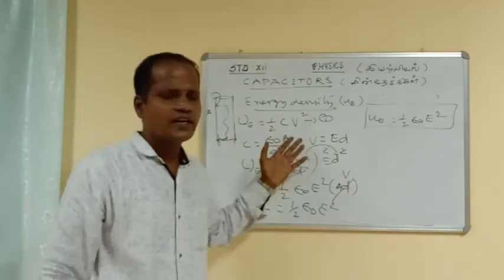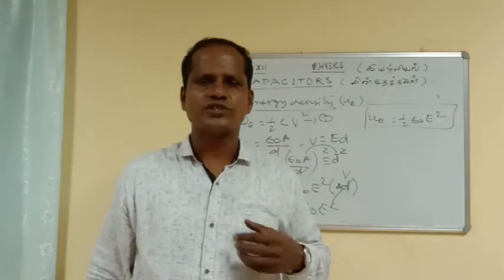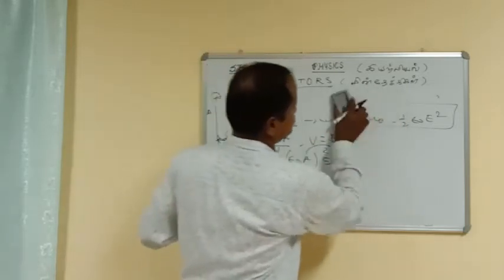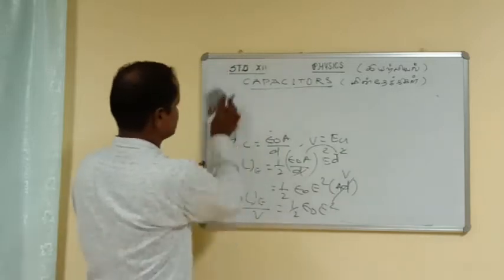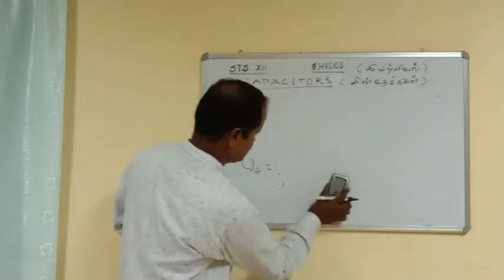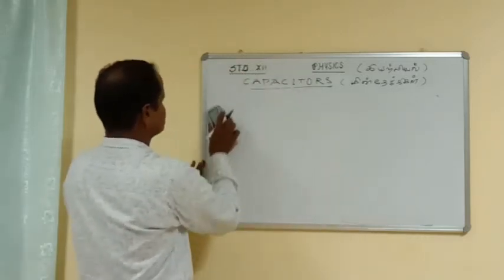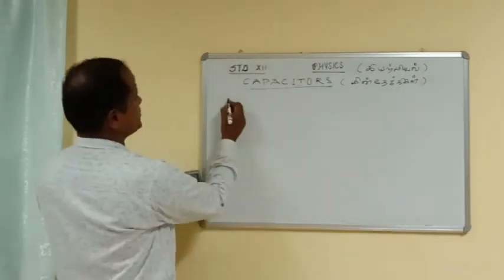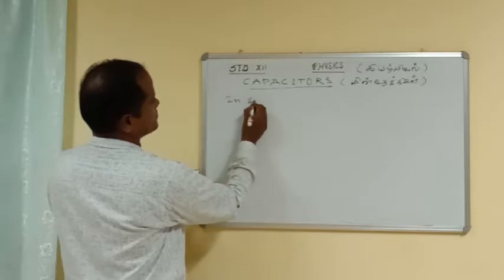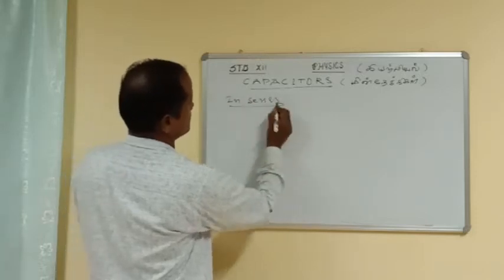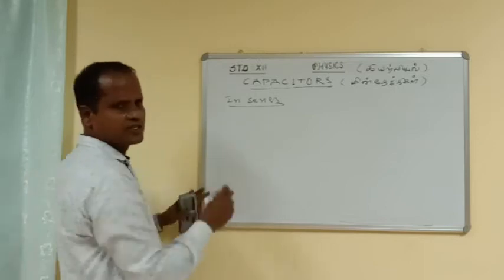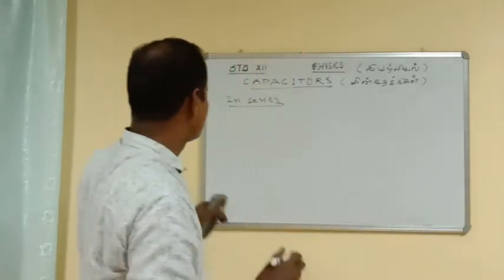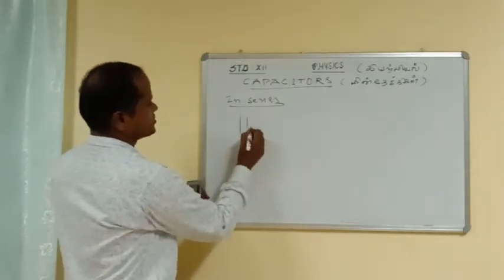Next we are going to see the effective capacitance of capacitors which are connected in series and parallel. In series. Here we are going to see the effective capacitance of capacitors connected in series and parallel. There are three capacitors.